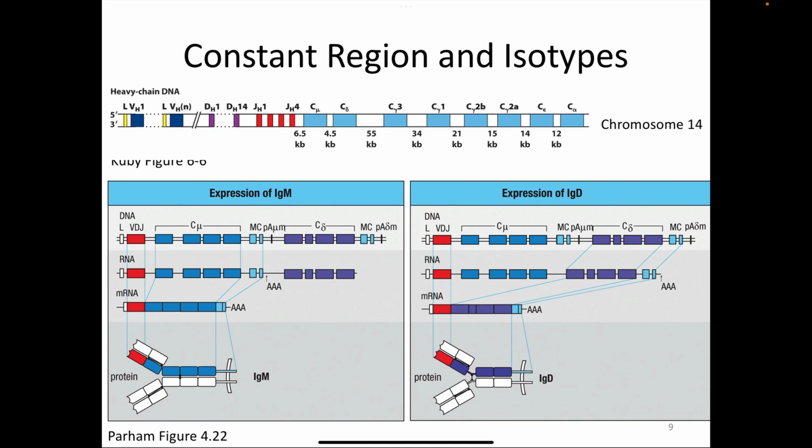Around gamma. So M and D, or mu and delta, are relatively close to the V, D, and J segment, and then there's a long way to gamma. And there's a pretty long way to each of the rest of them. So, 6.5, 4.5, and then suddenly 55 more before you get to the next one.